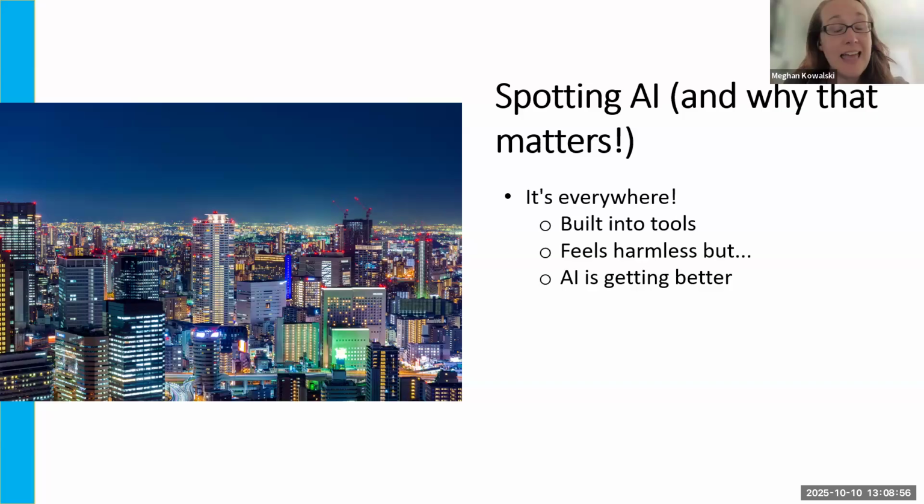It is now woven into everyday tools like text messages and email filters and recommendation systems. It seems that every day, every tech company is coming out with, ooh, look at our brand new AI tool. And most of this can feel harmless or maybe even helpful. But as AI gets better at generating realistic text, images, audio, and video, it becomes harder to tell the difference between what is real and what's synthetic.